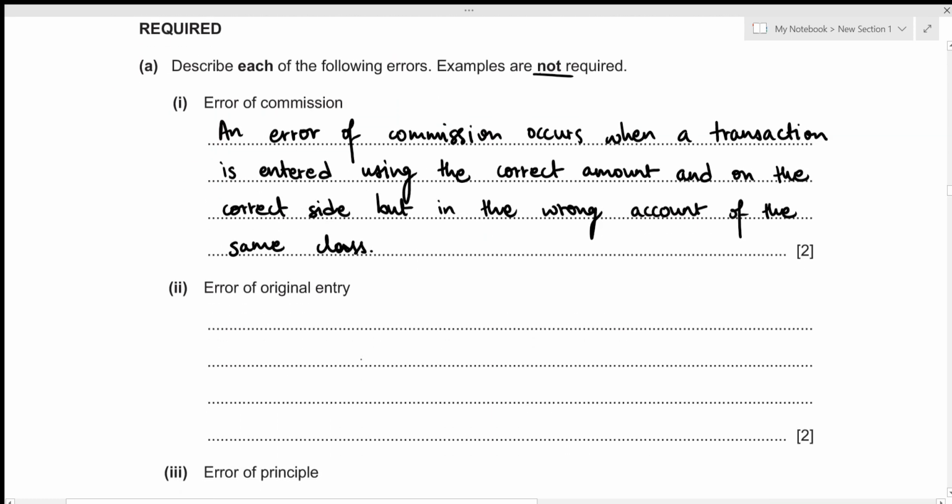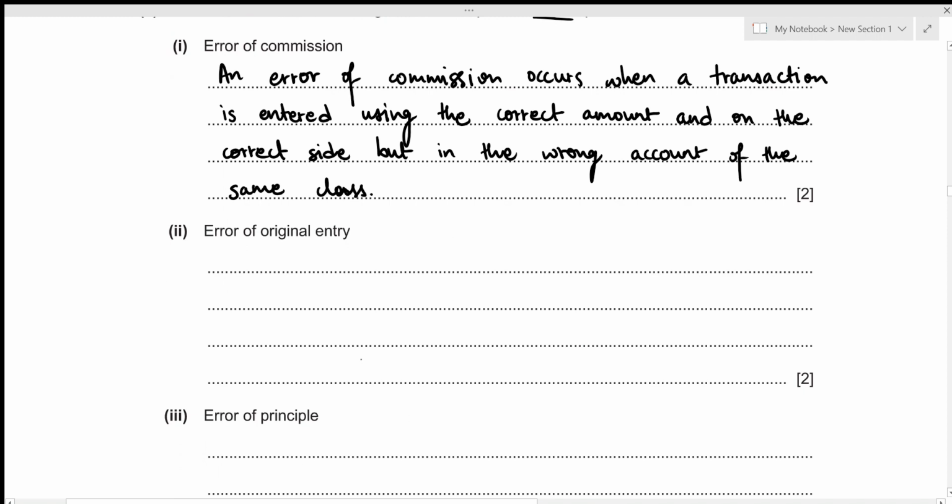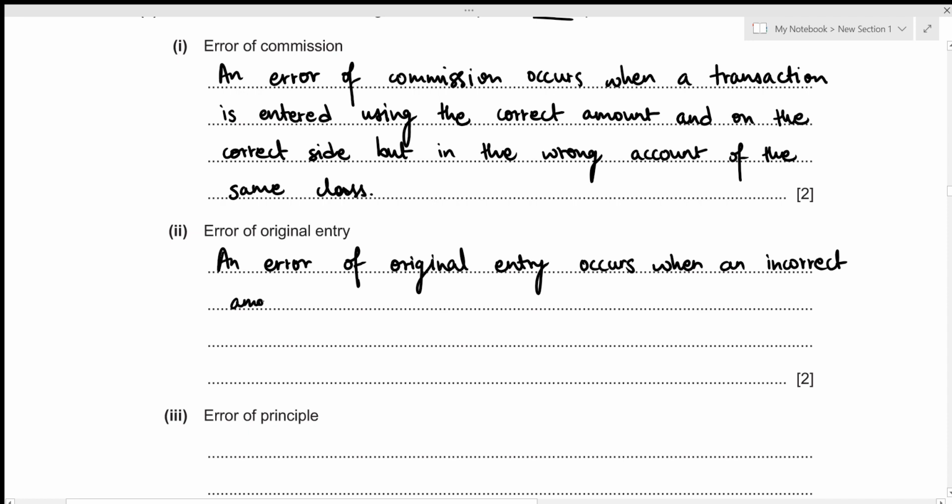Now secondly, we need to describe error of original entry. So an error of original entry occurs when an incorrect amount is entered in a book of prime entry, because we're talking about original entry, right? Let's write it down. An error of original entry occurs when an incorrect amount is entered in a book of prime entry.